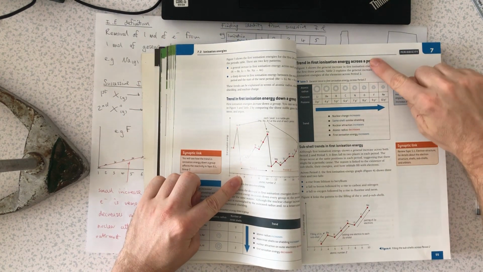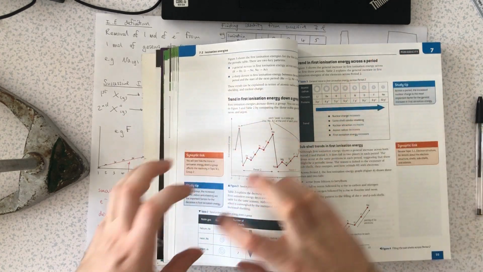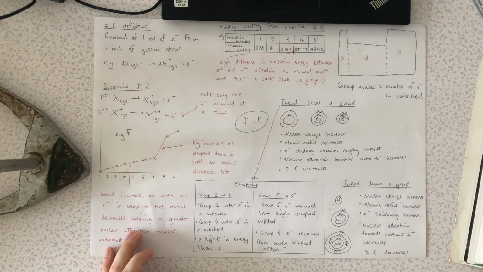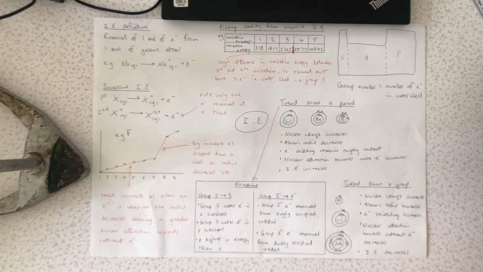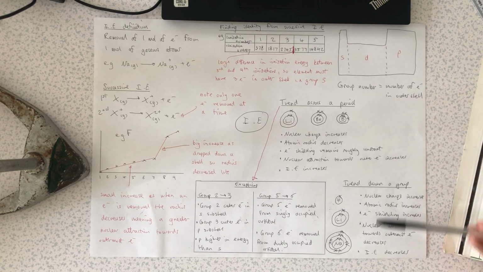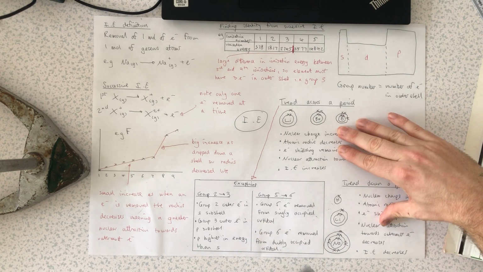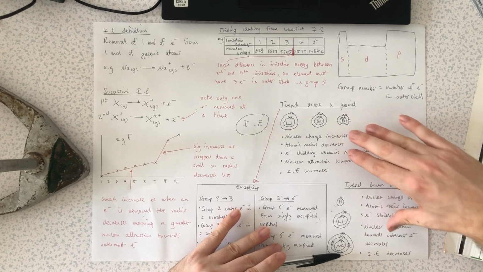Trend down a group. Trend across a period. So I'm pulling all the information out of the textbook, and I'm going to look through my notes to see if there's any supplementary information. So here we go. Trend across a period, trend down a group. And in my notes, I noticed my teacher had made a really big deal about these two exceptions. So I've made sure to get these two exceptions down and put them in a big box to make it stand out. Because in my lesson, my teacher said, put it in a box, make it stand out, because these are the bits everyone always forgets.